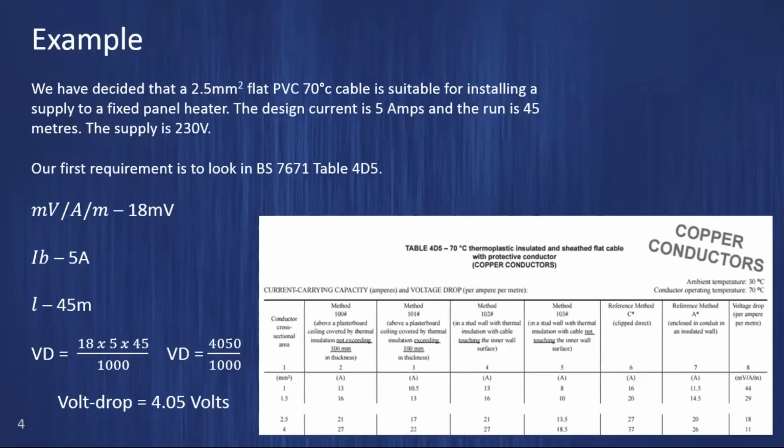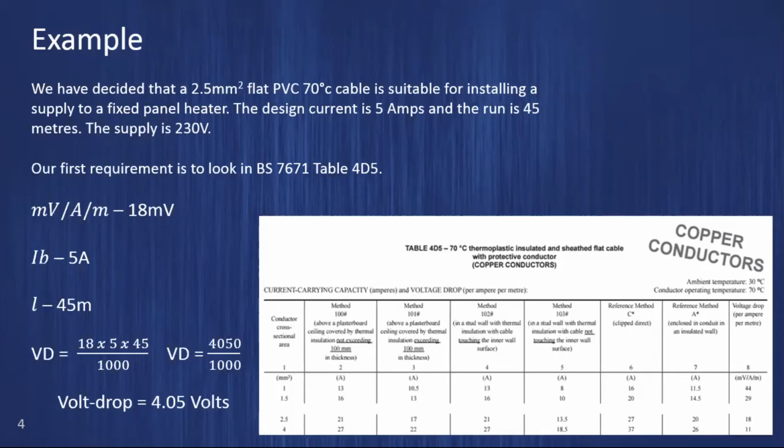We've decided that a 2.5mm flat PVC 70 degree cable is suitable for installing a supply to a fixed panel heater. The design current is 5 amps and the run is 45 meters, the supply voltage being 230 volts single phase. Our first requirement is to look for the relevant table in BS 7671 that will give us the voltage drop values for this type of conductor. In this case we would be choosing table 4D5, which is for 70 degree thermoplastic insulated and sheathed flat cable with protective conductor.